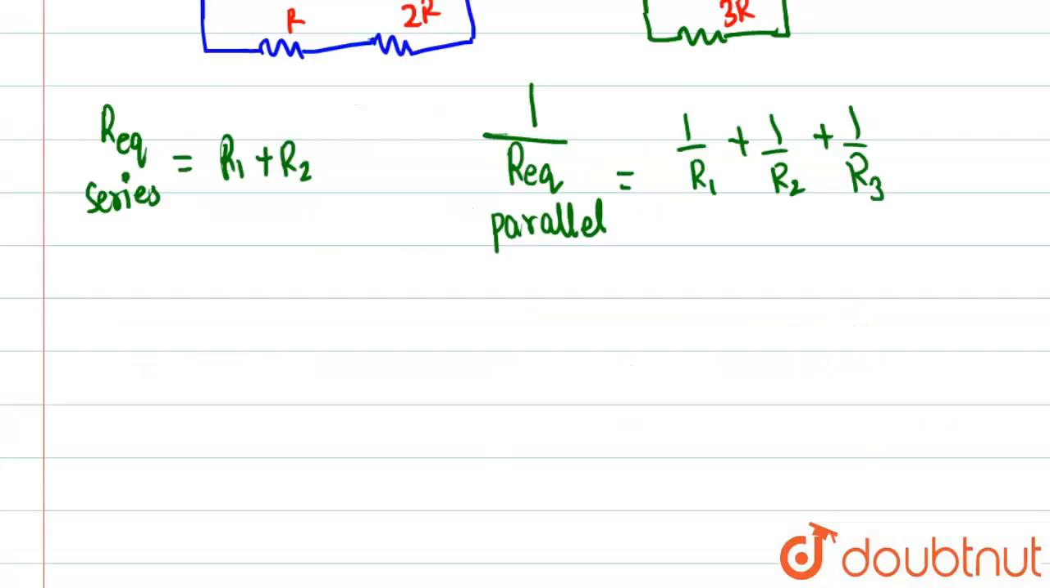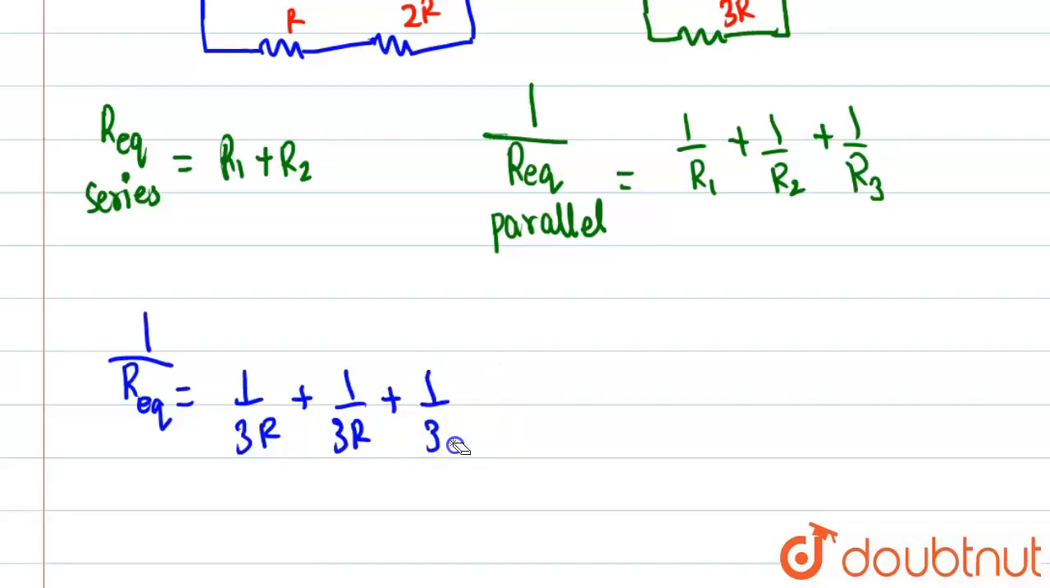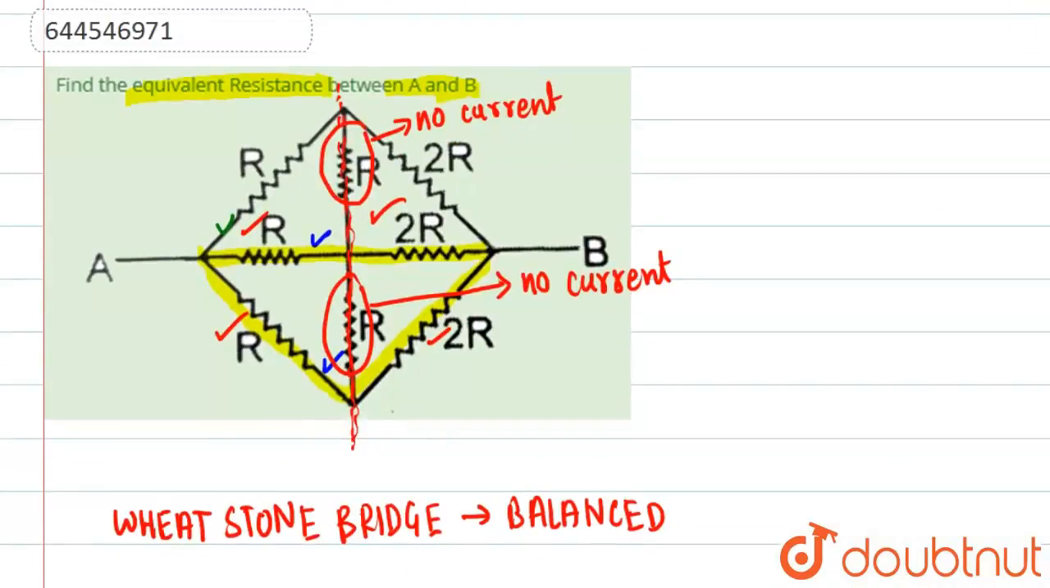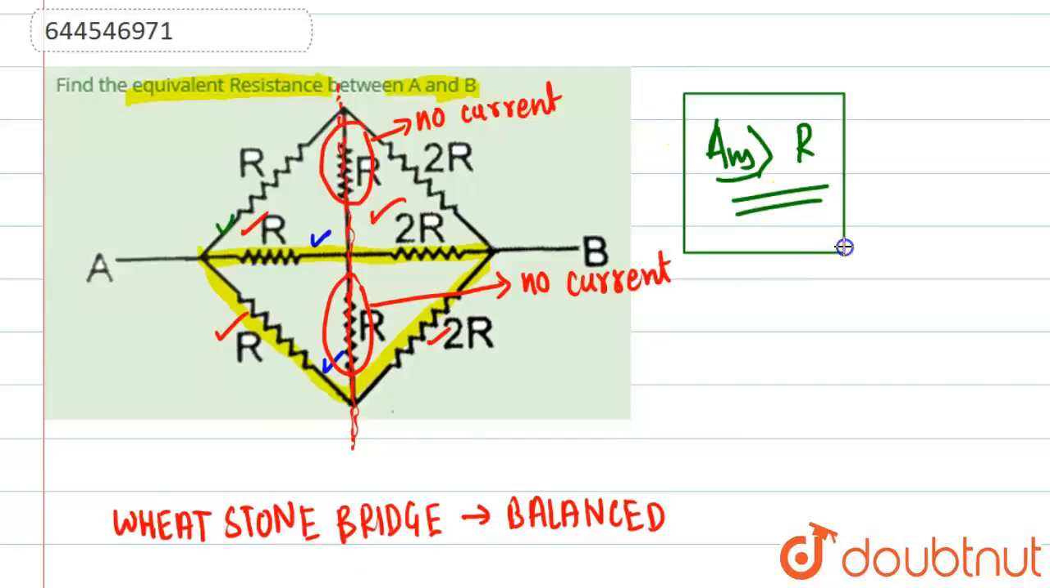Now we'll find out the equivalent resistance of the circuit. So 1 by the equivalent resistance will be 1 by 2R, basically not 2R, this will be 3R, plus 1 by 3R, and so on for the three branches. If you see, R equivalent will come out to be R. That means the equivalent resistance of the circuit is nothing but R. So the answer will be R. Got it?